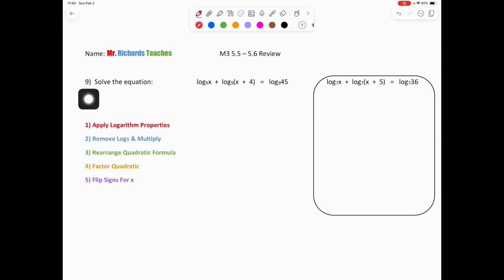Hello, Olympic Jordan number 9. Solve the equation. Log base 9 of x plus log base 9 of x plus 4 equals log base 9 of 45. Step 1, apply logarithm properties.